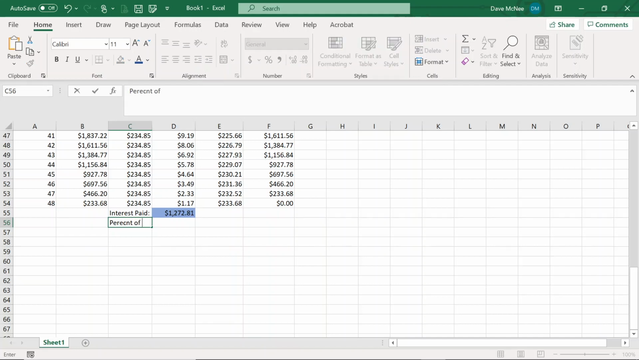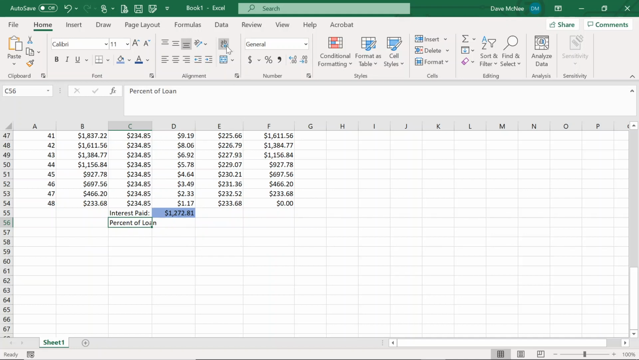Let's actually see percent of borrowed, percent of loan. So the loan was $10,000. And let me just spell percent correctly. So the loan was $10,000. Total interest that I paid is $1,200. Is that actually 6%?